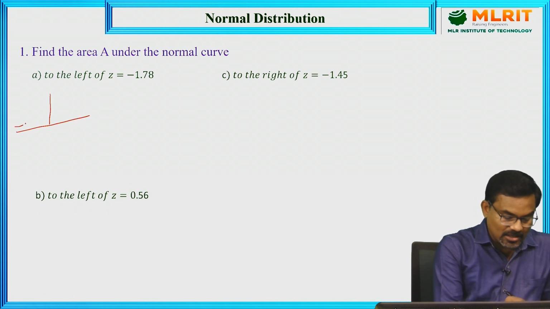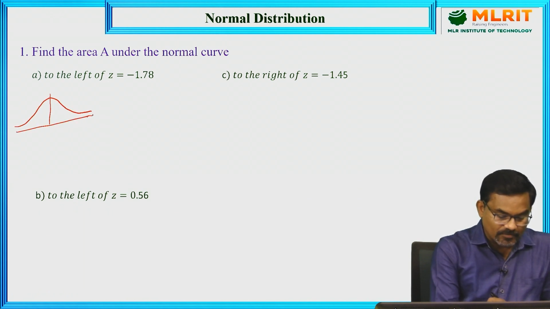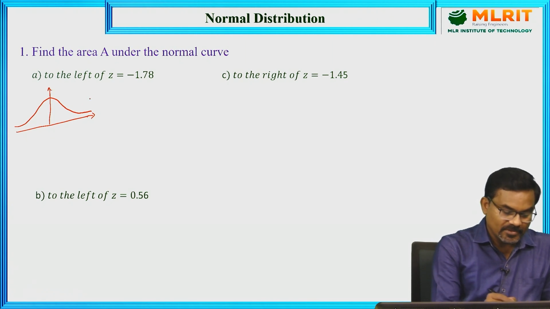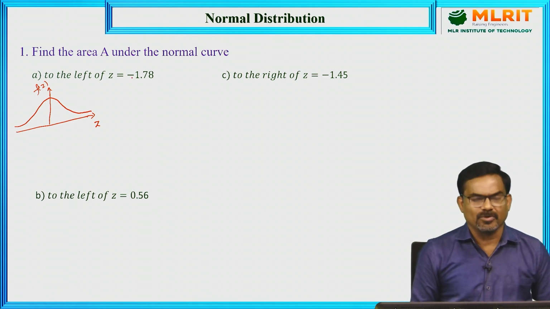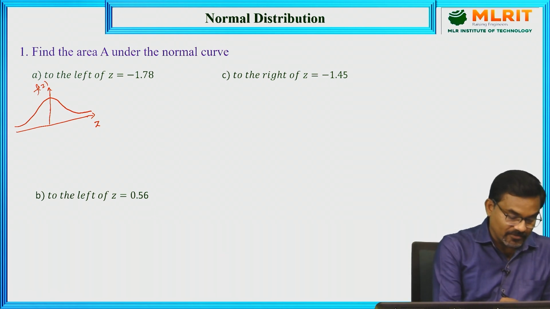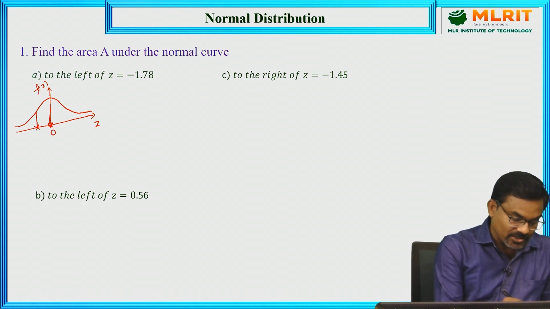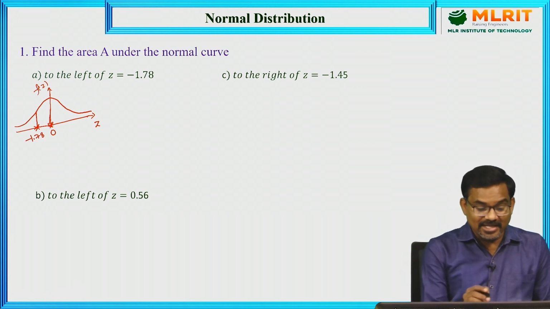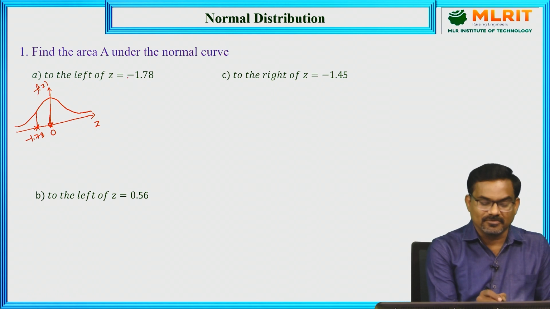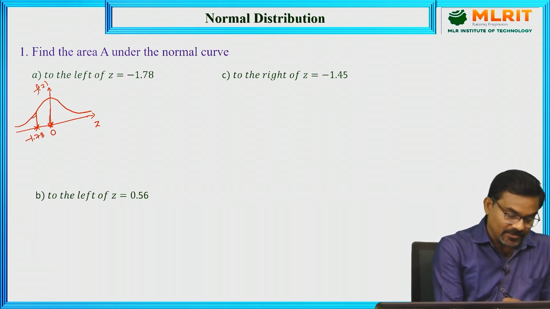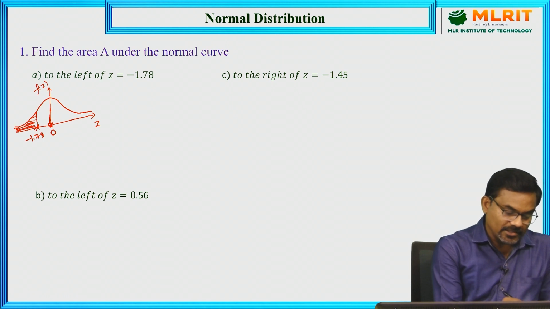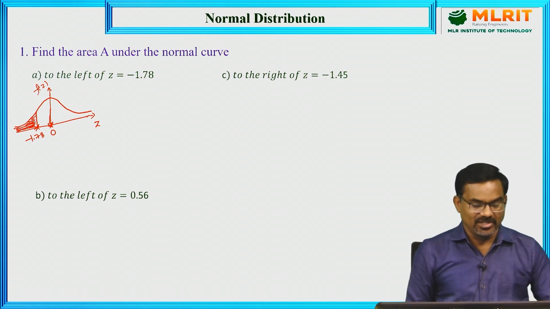let us draw a rough sketch of the normal curve. So this is Z, this is f of Z. Now the Z value is given as minus 1.78. So that means it's a negative value. So this is 0, minus 1.78, let us consider here, minus 1.78. We need to calculate the area to the left of this value, minus 1.78, the left side region. So this is the required region to calculate. So now the area of this region.